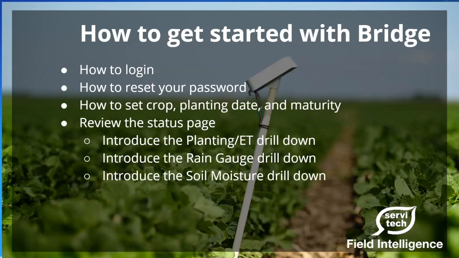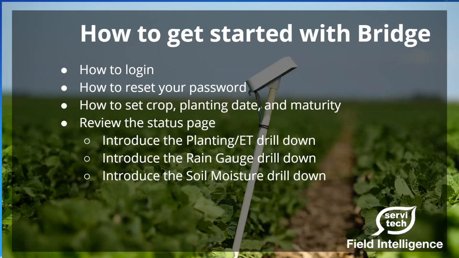So things we're going to cover during the webinar: how to log in, how to reset your password, how to get your crop planting date and maturity set for a field. I'll kind of show you why we need those three pieces of information on each field, which are really critical to being able to deliver you some really hopefully helpful and powerful insights. And then we'll review the status page once more.